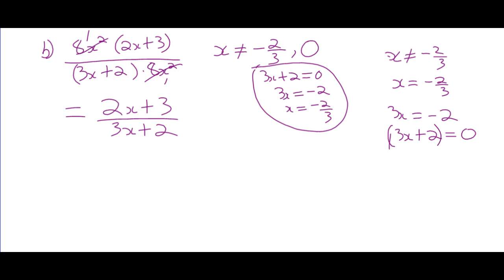That's step 3, right? So step 1 was done, it was factored. Step 2, we stated the restrictions. Step 3, we crossed off the common factors. What are you left with? 2x plus 3 and 3x plus 2 involve the same numbers, but they're not the same expression.